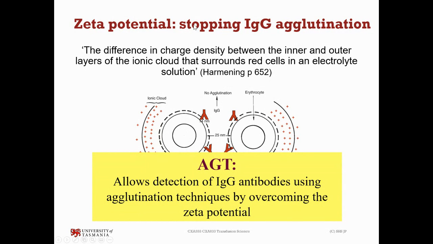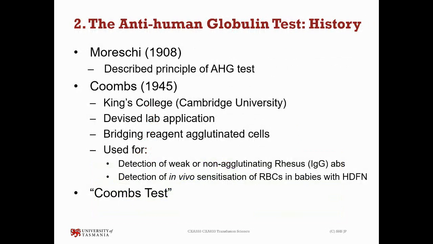And I'm sure that most of you know that the way in which the antiglobulin test overcomes the zeta potential is by actually bridging that gap. But again, I'm getting a bit ahead of myself, so we need to learn a little bit about the history behind the antiglobulin test. So the principle of the test and how it works has been around for about 100 years, but developing an application for the test has only been around for about 40 years.